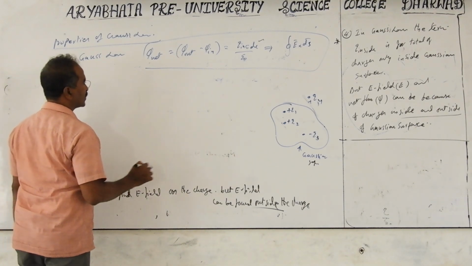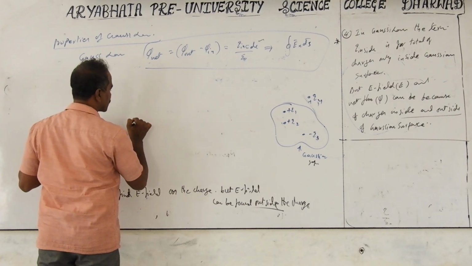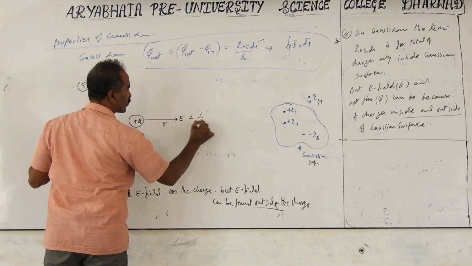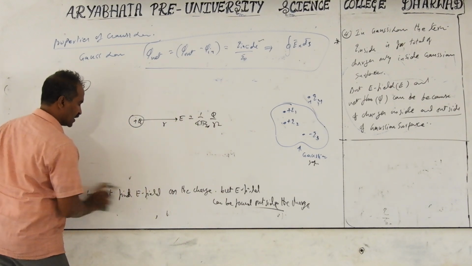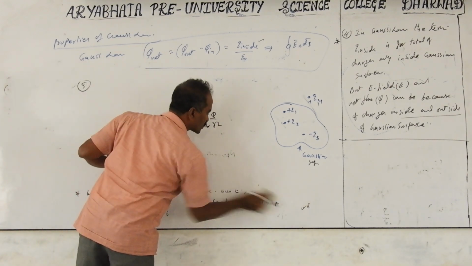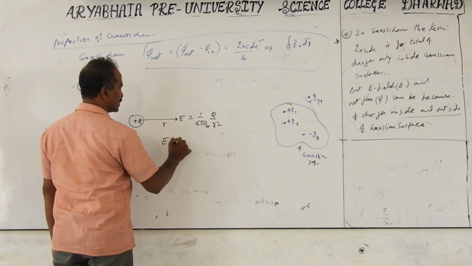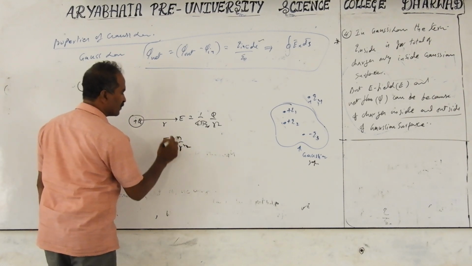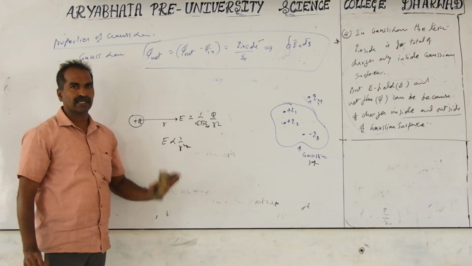If you take the isolated charge, say plus Q, at a distance equal to R, the electric field E is given by the formula 1 by 4 pi epsilon into Q by R square. If R is increased, the electric field goes on decreasing. When R becomes infinity, E being inversely proportional to R square for the given source charge, 1 by infinity is 0, and electric field becomes equal to 0. At an infinite distance from any charge, electric field is not there, it is 0.